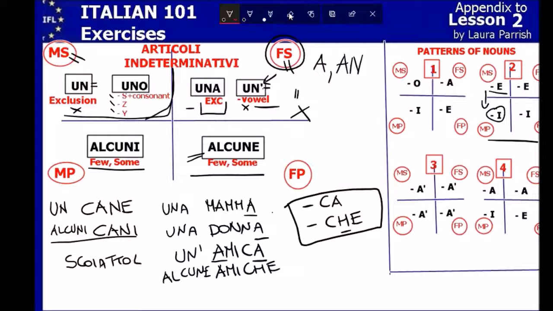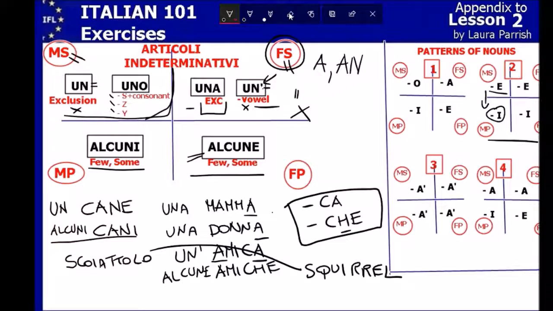Scoiattolo. Scoiattolo means squirrel. Oh gosh, I think I didn't spell it right. It means squirrel. Is that the animal that runs on the trees all the time?